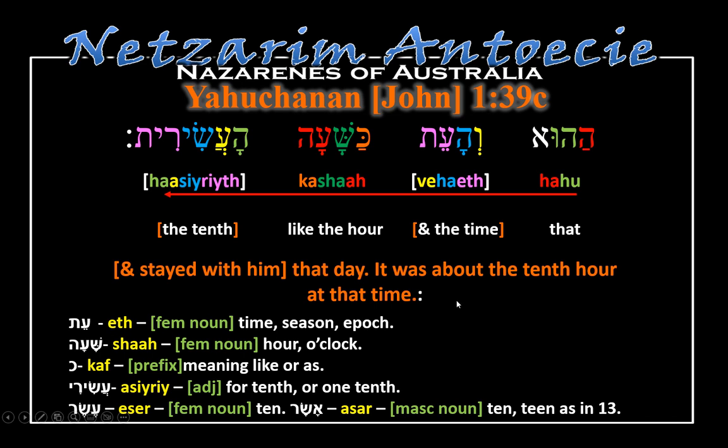And we have also etser, which is a feminine noun, which means 10, and asar is the masculine noun, meaning 10, and it can also be teen, as in 13. So therefore, usually it's represented with like a 3 and 10. That's how they measure. 13 is 3 and 10. So that's why it's related to teen, meaning the 10 part of it.